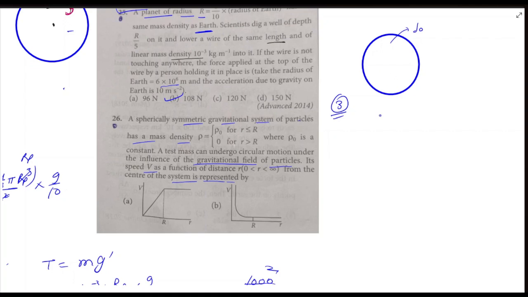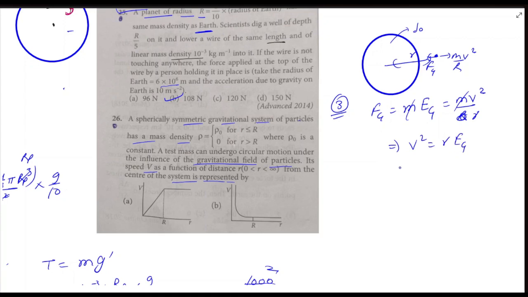Now we know, if it is going in a circular path, then the force on it will be equal to mv square by r, right? Now Fg will be what? M into the gravitational field, right? M into gravitational field, and this will be equal to mv square by r, right? R is the distance from it. So this M will get cancelled. So simply v square will be r into Eg.